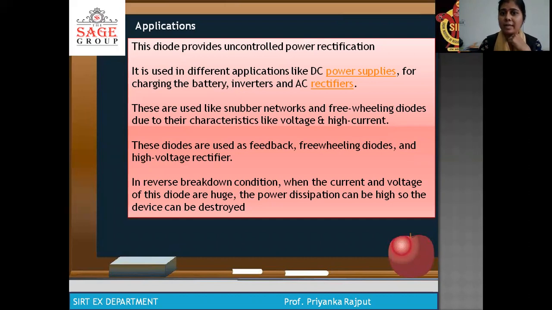Next, applications of the power diode. This diode provides uncontrolled power rectification. It is used in different applications like DC power supplies for charging batteries, inverters and AC rectifiers. These are used in snubber networks and freewheeling diodes. In the next lecture we will discuss the freewheeling diode also. Due to their characteristics of high voltage and high currents, these diodes are used as feedback diodes, freewheeling diodes and high voltage rectifiers. In reverse breakdown conditions, when the current and voltage of this diode are much higher, the power dissipation can be high, so the device can be destroyed.